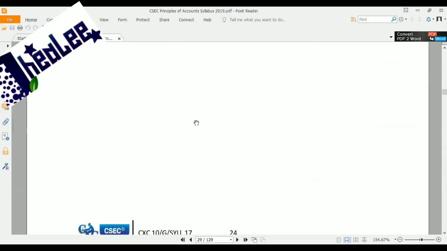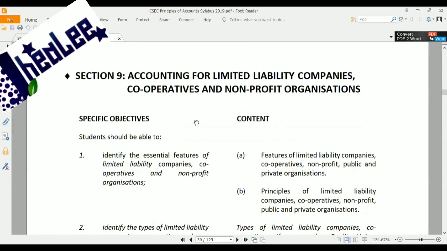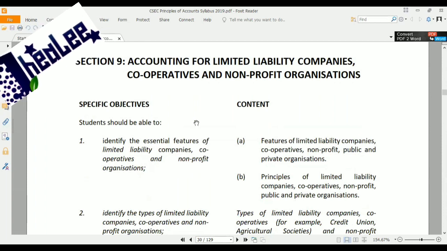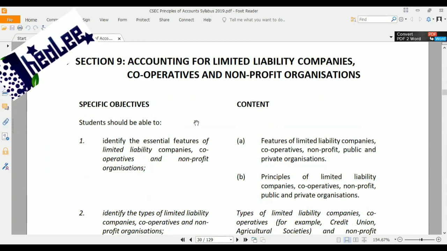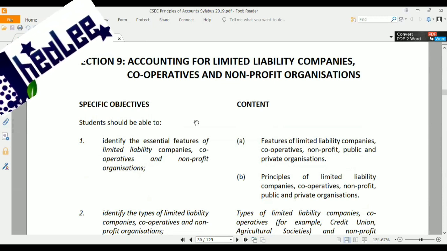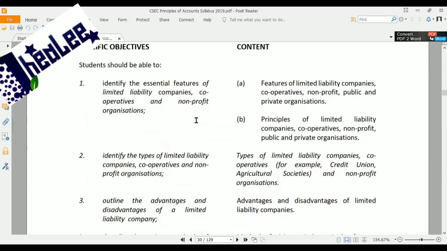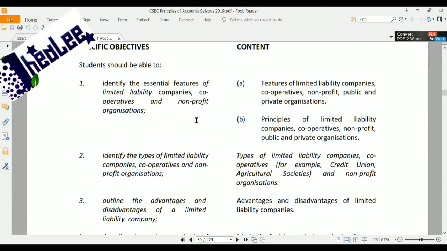So I know persons don't like this category. We are there, and that is section 9. Section 9 of the syllabus, accounting for limited liabilities company, cooperatives, and non-profit oriented organization, right? Not-for-profit organization. So the first one there, identify the essential features of limited liability companies.